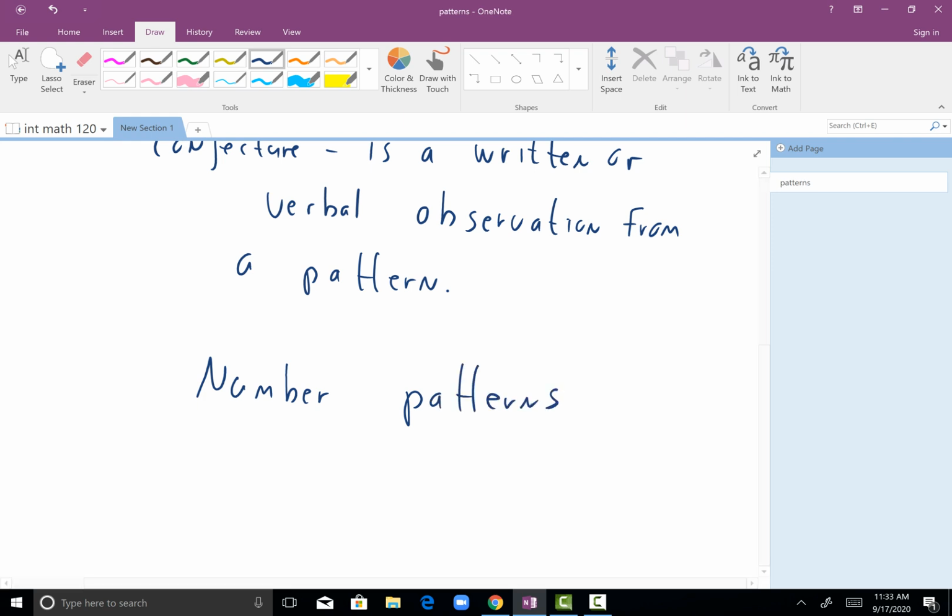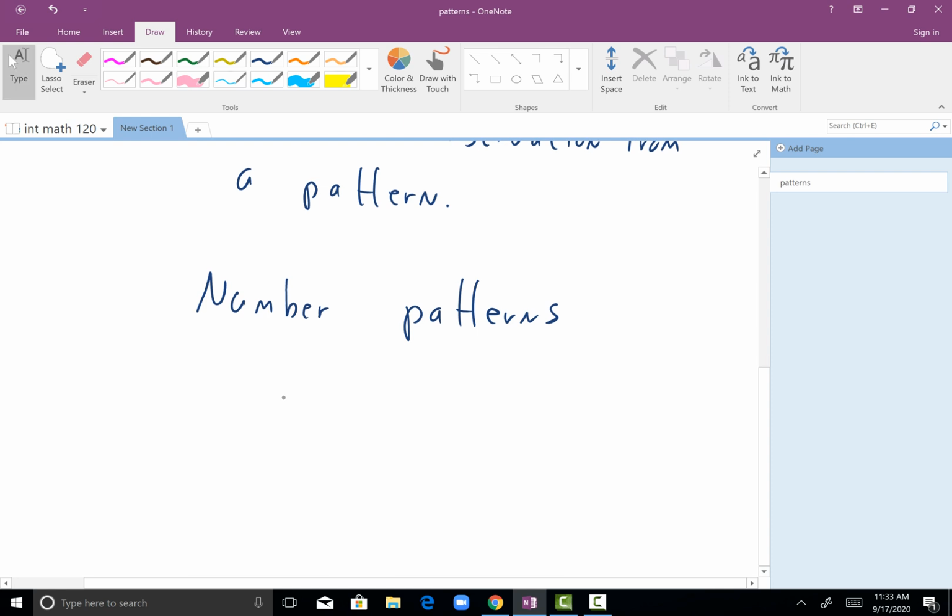Let's do this real quick. Let's start out with some number patterns. We want to get the next three, so we're looking for a pattern. Now, these numbers are obviously very familiar to you. You should know what the next three are.